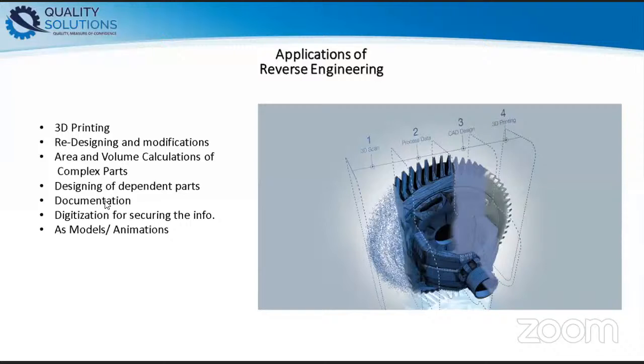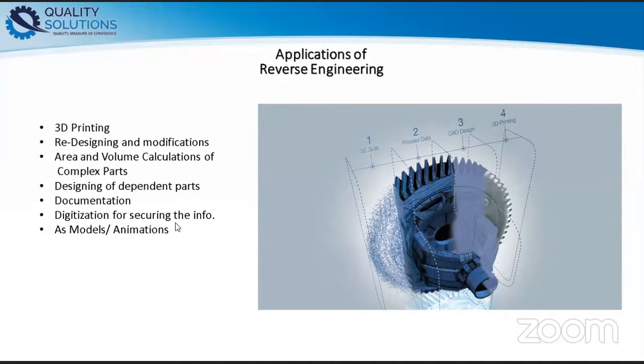We can also use reverse engineering for designing dependent parts. If there is one part that is available and we have to link it to another part, that is how it will be useful. It's also used for documentation, such as 2D drawings, making isometric views, third angle projection, and first angle projection.